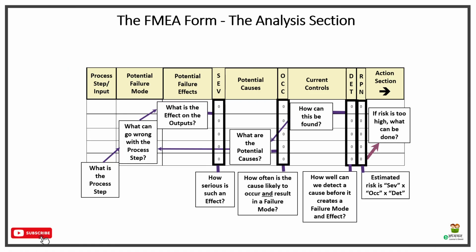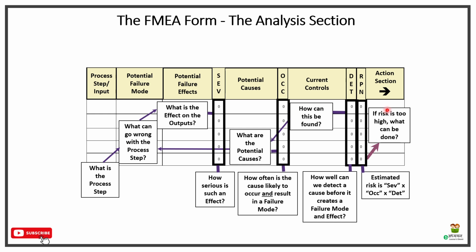This is the normal form we use to analyze FMEA, where we define the process steps as input. What are the process steps? Then we define the potential failure mode: what can go wrong with the process step? Then we define the effect on the output. On the basis of this, we can define the severity and then the potential causes of it. Then we define the occurrence based on that. Then the current controls: how can this be found? Based on that we define the detection. And finally when we multiply all these three numbers, we get the RPN number.